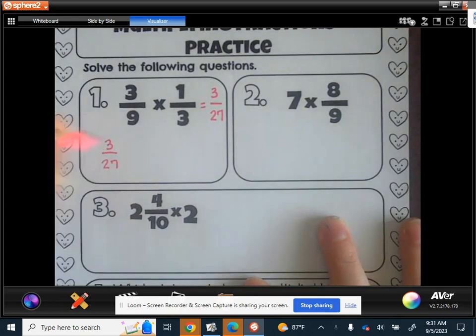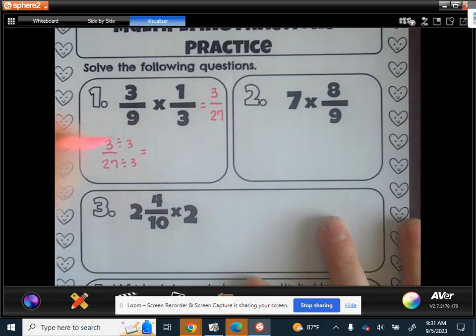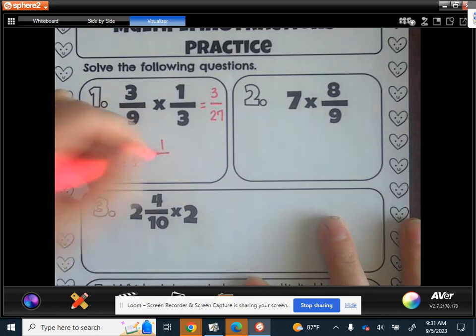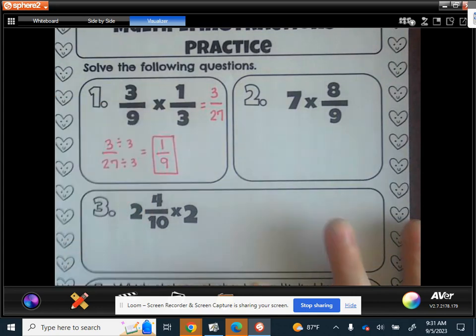So in this case, we can simplify because 3 and 27 are both divisible by 3. 3 divided by 3 is going to give us 1, and then 3 goes into 27 9 times. So our answer here is 1/9.